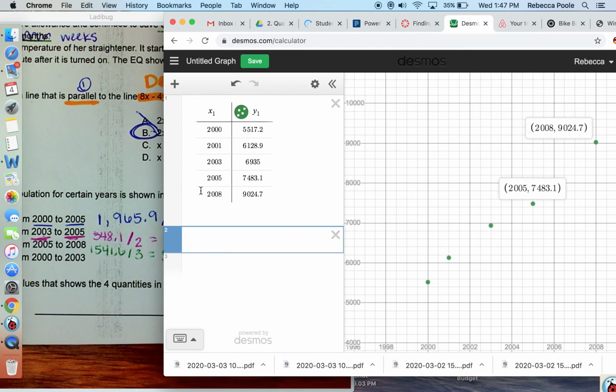And then last but not least, I'm checking from 2000 to 2003. So I'm going to unmark those. I'm going to click on 2000 and click on 2003. That looks like a big change too.